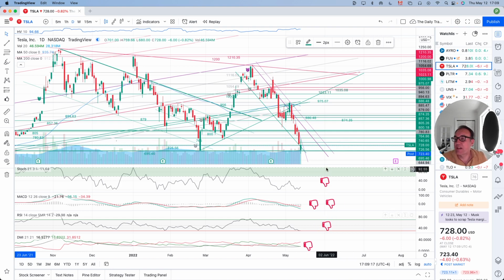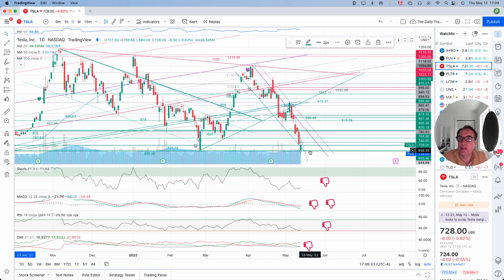So all of the indicators are pretty much in the tank here, but we are right on support. So we stopped at support. So this is going to be very interesting to see tomorrow if we are going to hold 695.46.